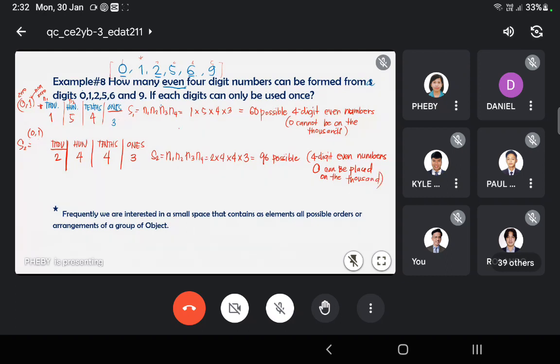Okay? So, how many or ilang 4-digit total na pwede nating magawa? So, the total is S sub 1 plus S sub 2. So, we have 60 plus 96 is 156 possible answers. So, that is our rule number 2.